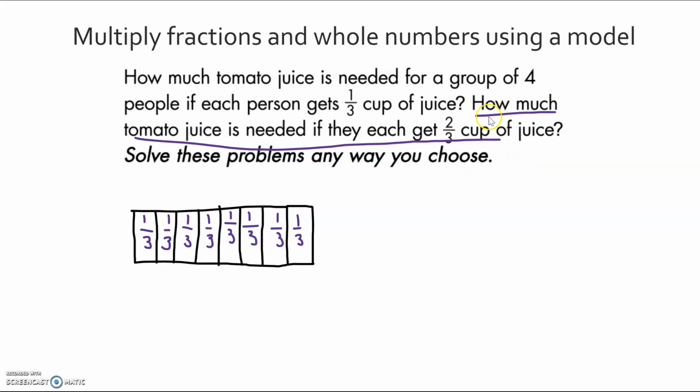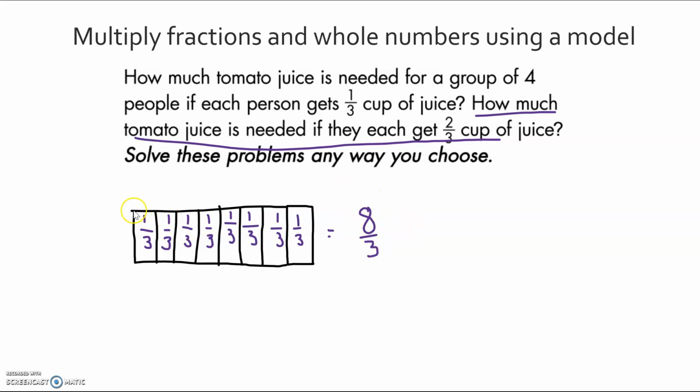So the question asks, how much tomato juice is needed if they each get 2/3 cup of juice? So how much is this total? So I can count them. 1, 2, 3, 4, 5, 6, 7, 8. 8. And remember, the denominator stays the same, so 8/3. But this is also an improper fraction again, and we want to turn it into a mixed number. So how many thirds can I get out? How many wholes can I get out of this?